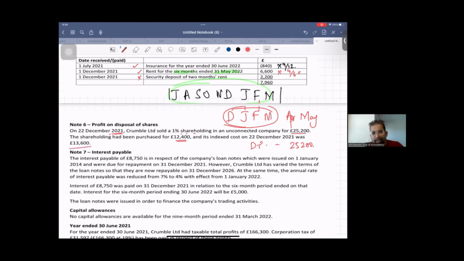Which cost should I less? I will deduct index cost directly, so automatically I'll get the chargeable gain. No need to do it in more steps. DP less index cost will give you the chargeable gain.